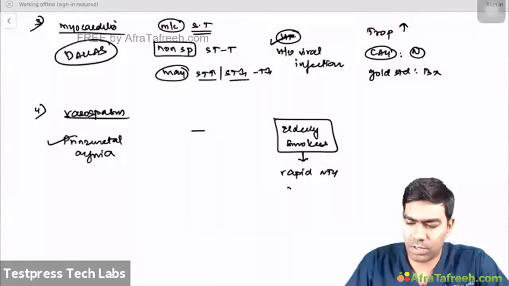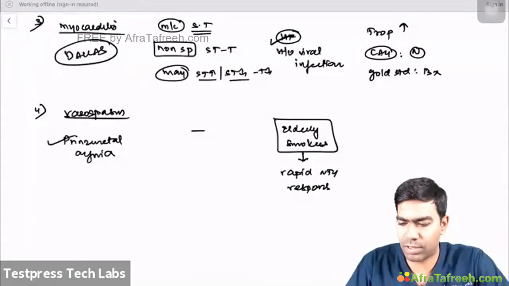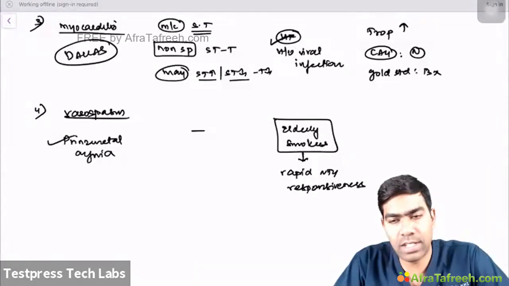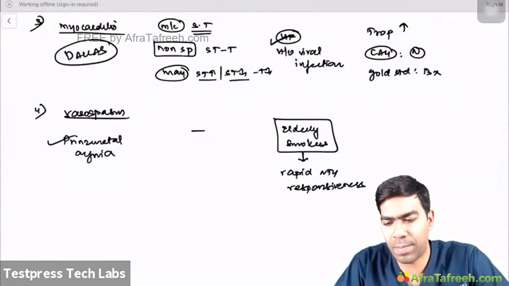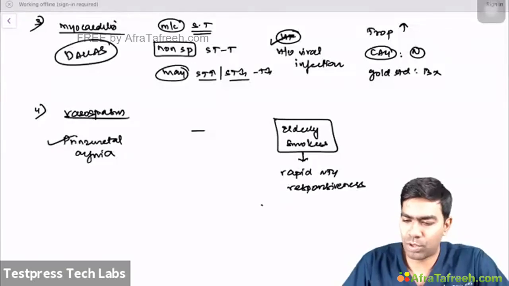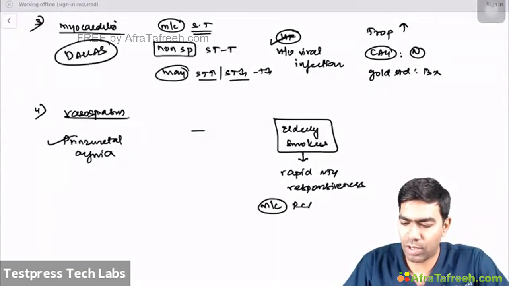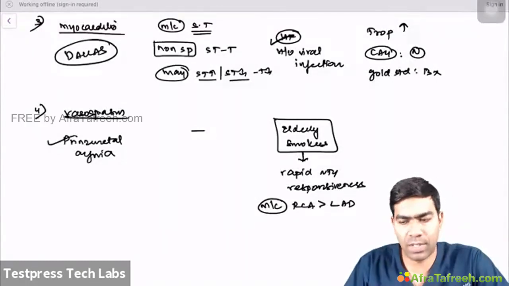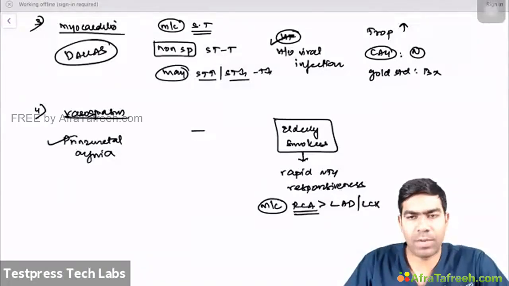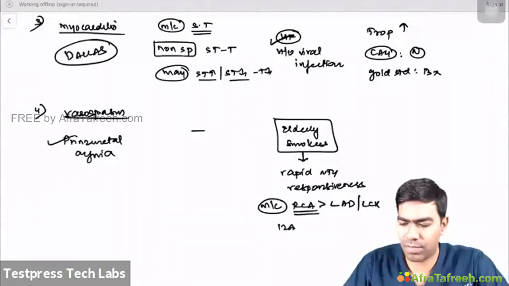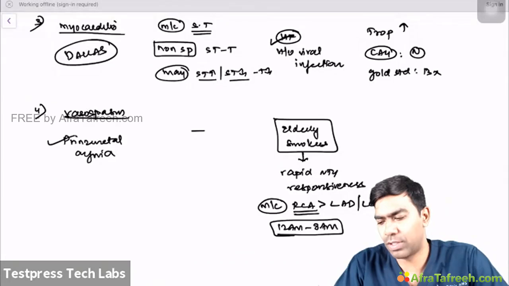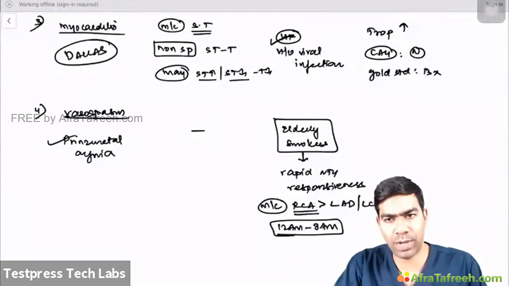Rapid NTG responsiveness. This will be a big clue in the exam again, because rapid NTG responsiveness is not a feature of your acute coronary syndromes. NTG will not be responsive there. So here that might be a very good clue. And remember, the most common vessel involved is the right coronary artery, followed by the left anterior descending or the left circumflex. Many of the attacks will happen from around 12 a.m. to 8 a.m., because that is the time when the catecholamine levels are a little high, so the vessels can be provoked to go into vasospasm.